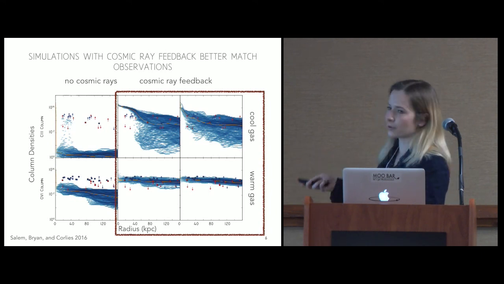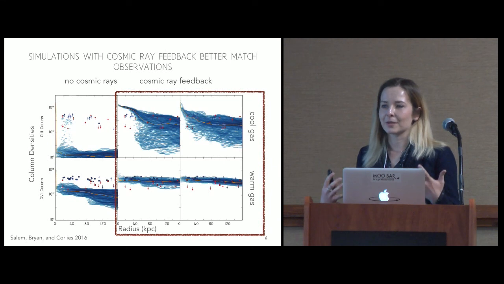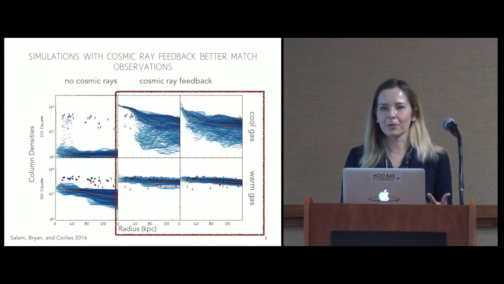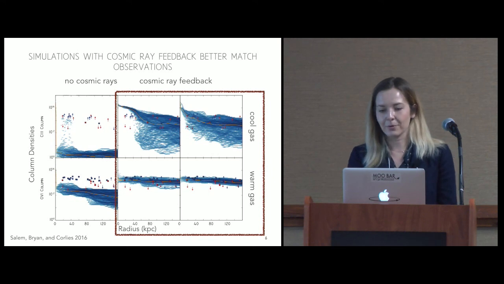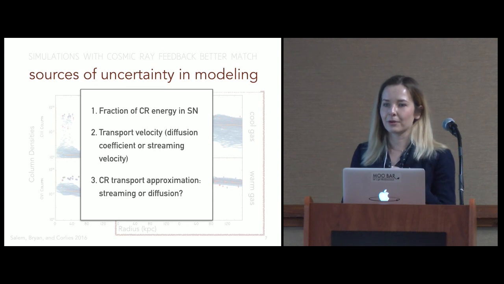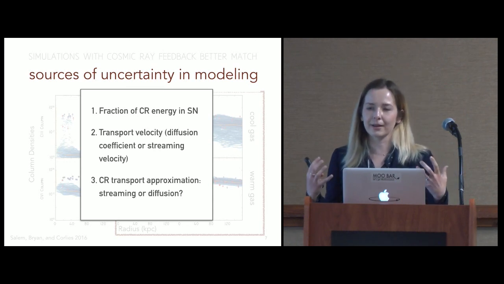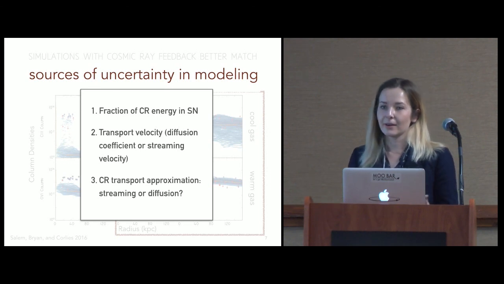And here are two different models with cosmic ray feedback, but with different diffusion coefficients. And so you might be tempted to say, well, haven't we solved the problem? Why am I even up here talking about this? But the problem is that we don't have cosmic ray transport constrained very well at all. So these simulations don't have predictive power.